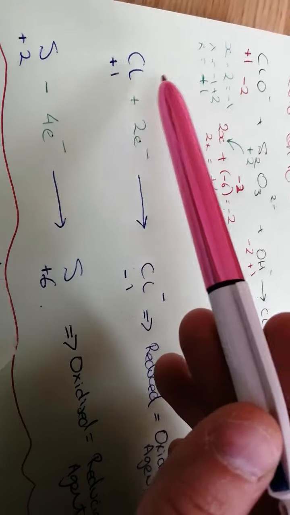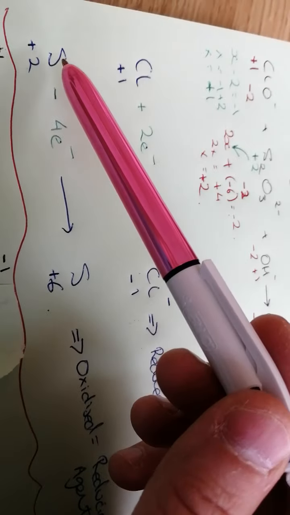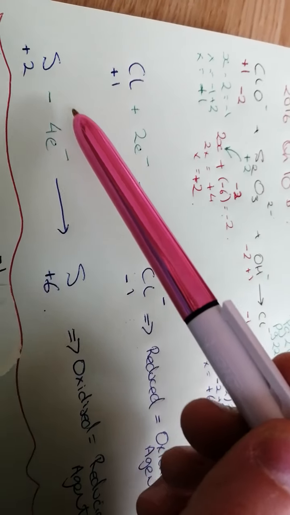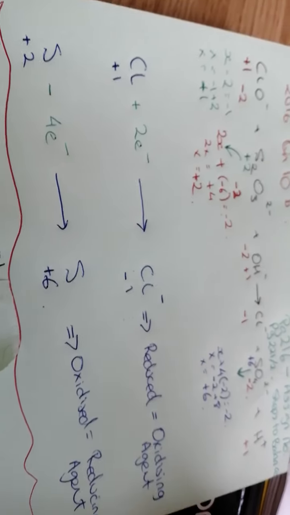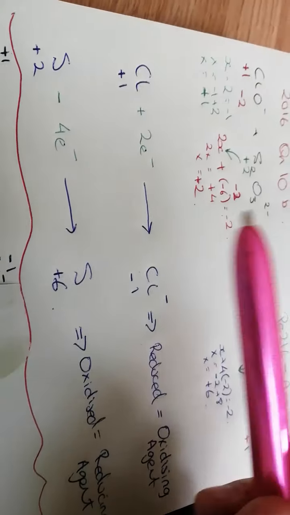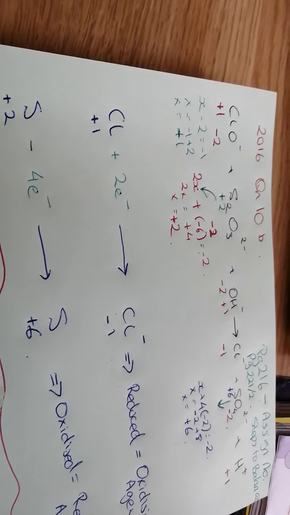Okay, so in order for chlorine to go from +1 to -1, it had to gain electrons. In order for sulfur to go from +2 to -6, it had to lose 4 electrons. So we've actually got the first two steps done there straight away. So I'm going to move on to step 3.